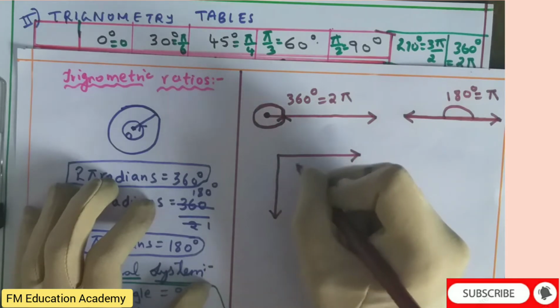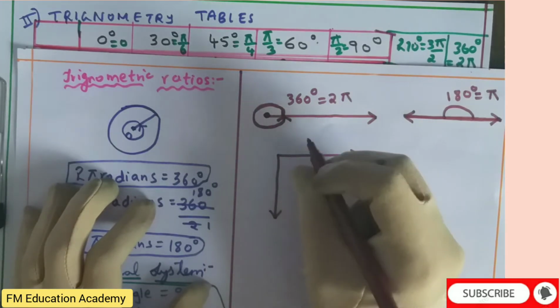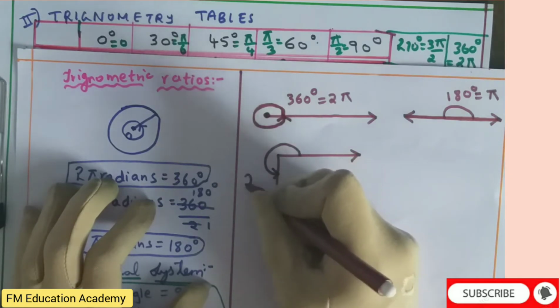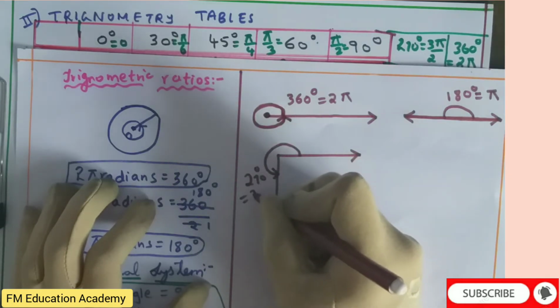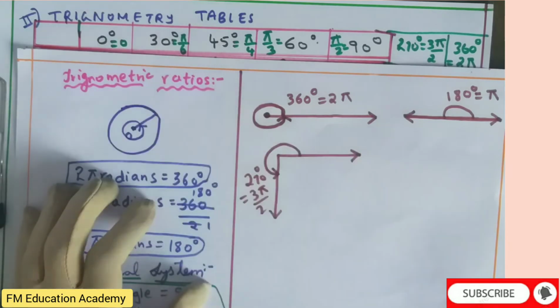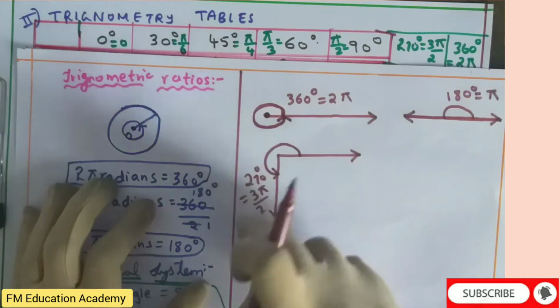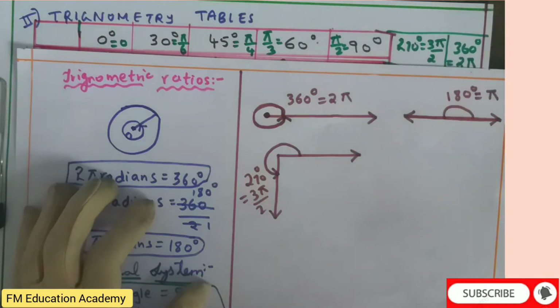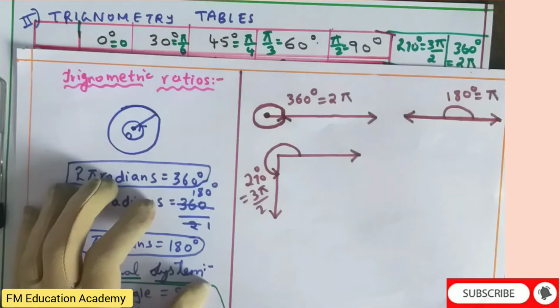We know this is equal to 90, but if I leave this, then from here to here I have 270 degrees. That is nothing but 3 pi by 2. Okay, so if this is 270 degrees, then what is this? 90. So 270 plus 90 is how much? 360. So it is correct.